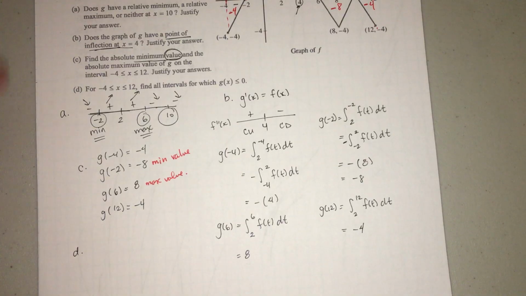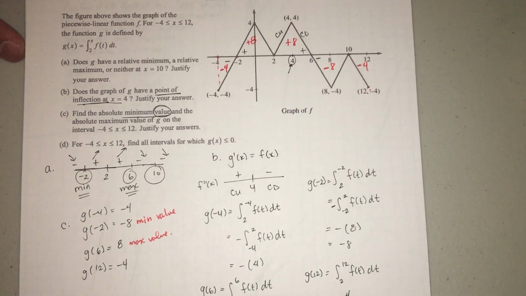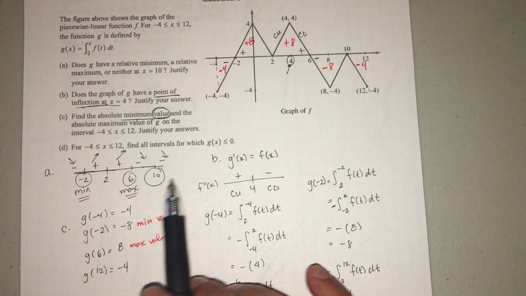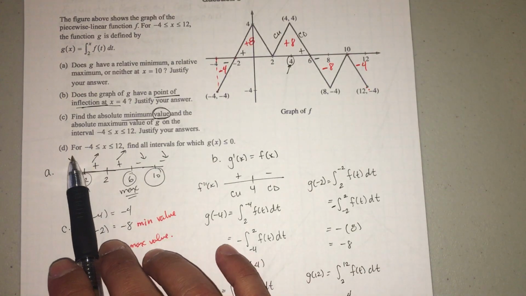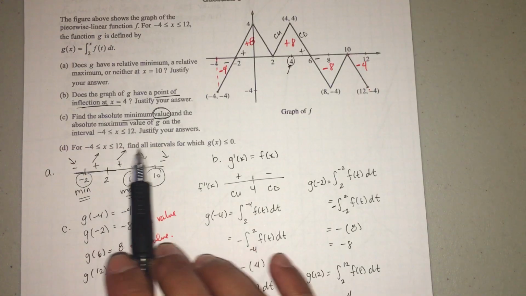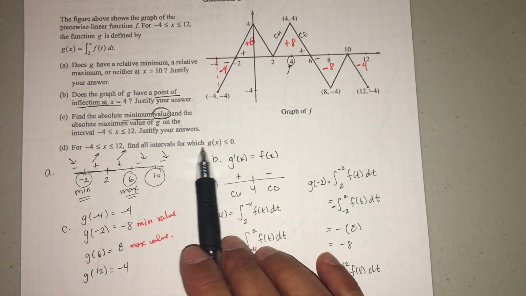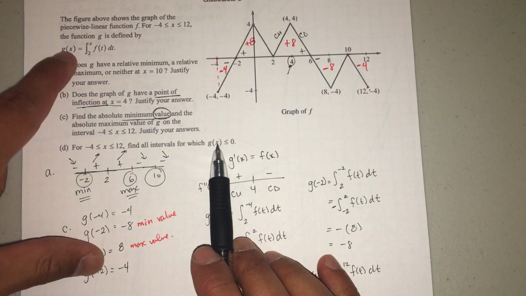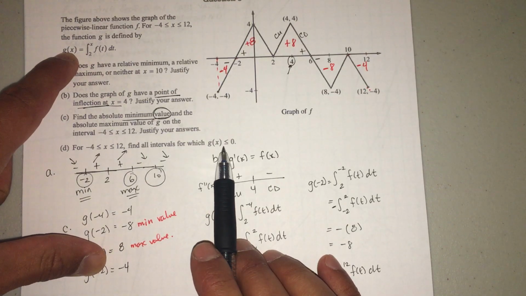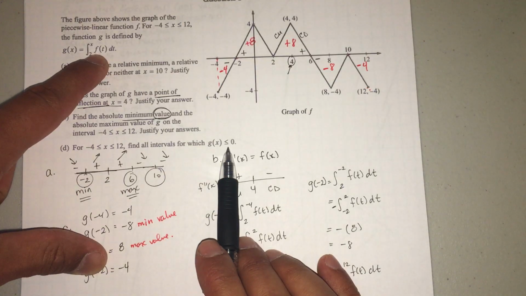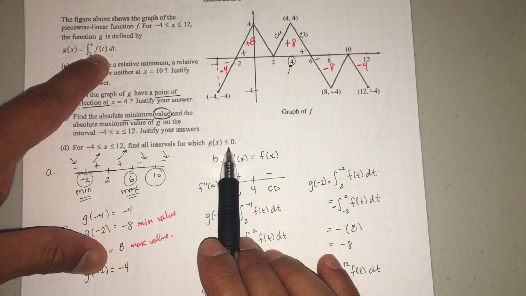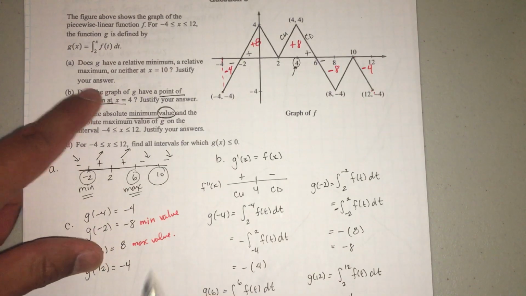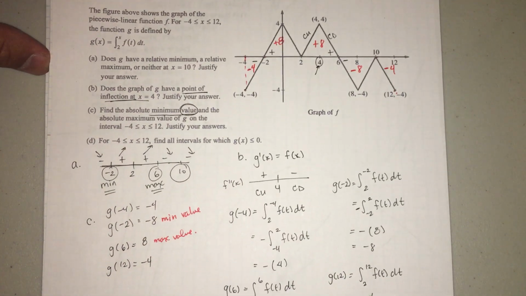Part D. Okay, part D is sometimes the hardest question, just kind of interpreting it. And it seems this is the first year they kind of threw something interesting. But it says, for the interval between -4 and 12, find all intervals for which g of x is less than or equal to 0. So what does that mean? That means this guy is negative. That's what they're telling us.